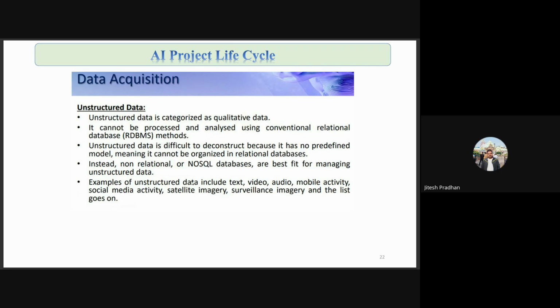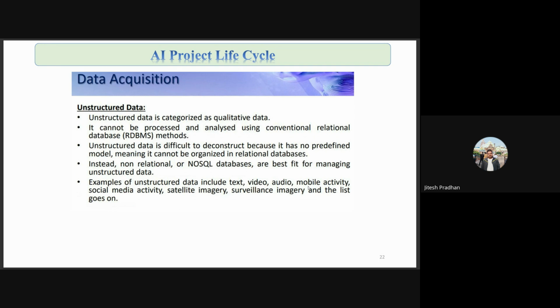Okay, some examples of unstructured data include text. It can be video, it can be audio, it can be mobile activity. Mobile activity means in our mobile there are sensors. Mostly all mobiles have sensors: gyroscope, magnetometer, then linear acceleration, accelerometer. Analyzing that data can identify whether a legitimate person is holding the mobile or not.